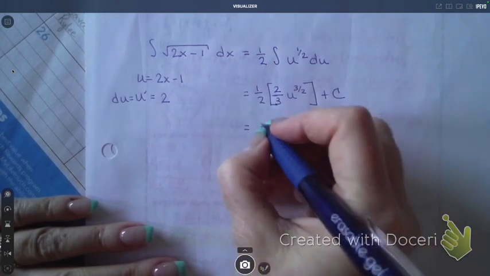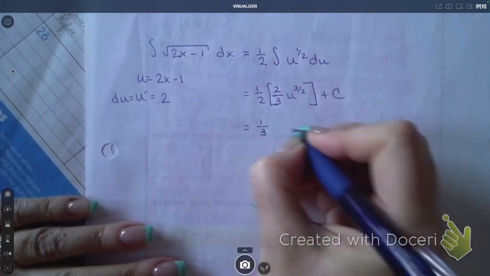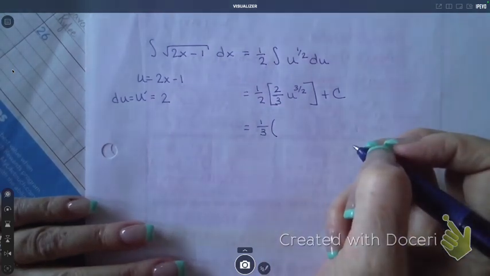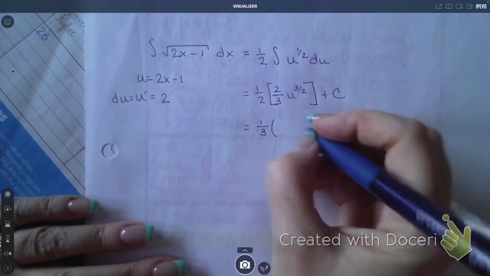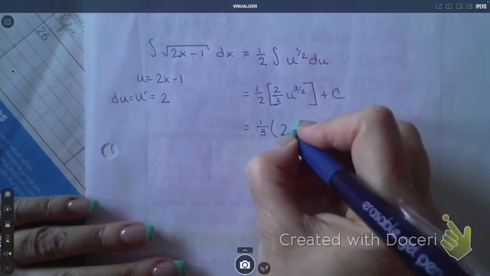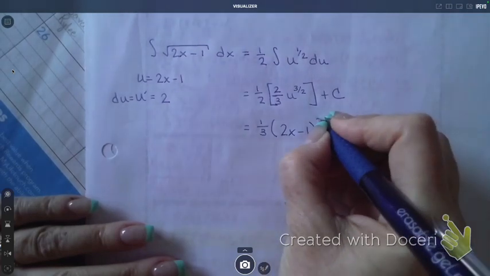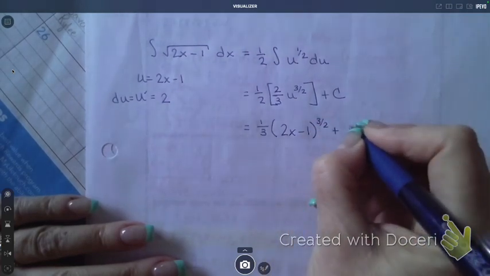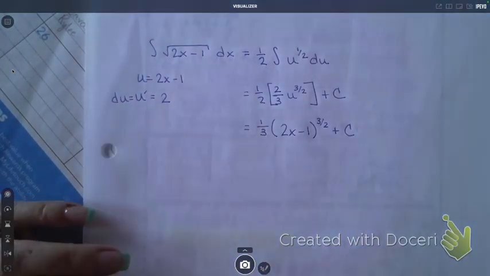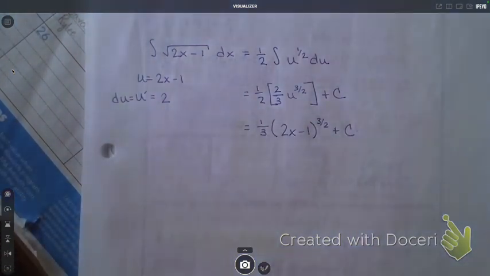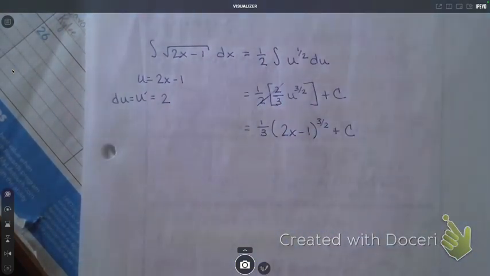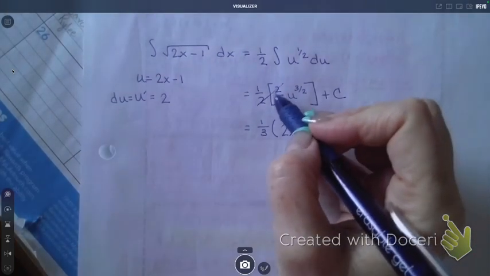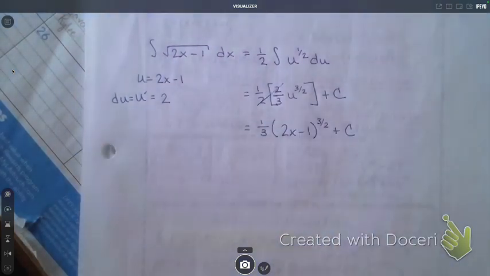So 1/3, and what's u? U is 2x minus 1, to the 3/2, plus c. Wait, why is it 1/3? Because you added 1, and you multiplied by the reciprocal, but then when you take 1/2 of 2/3, you get 1/3.